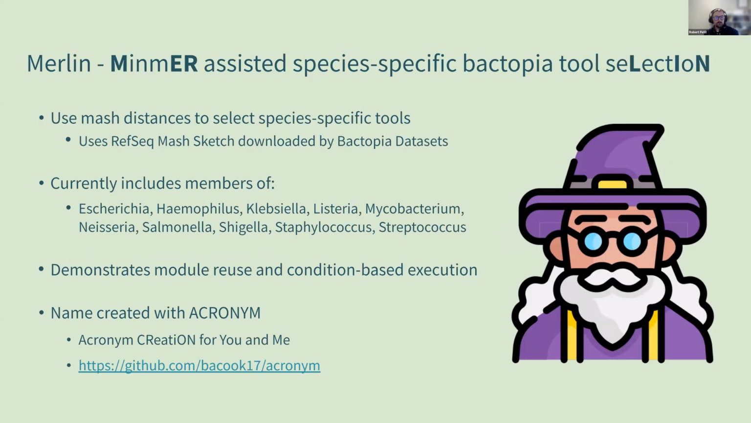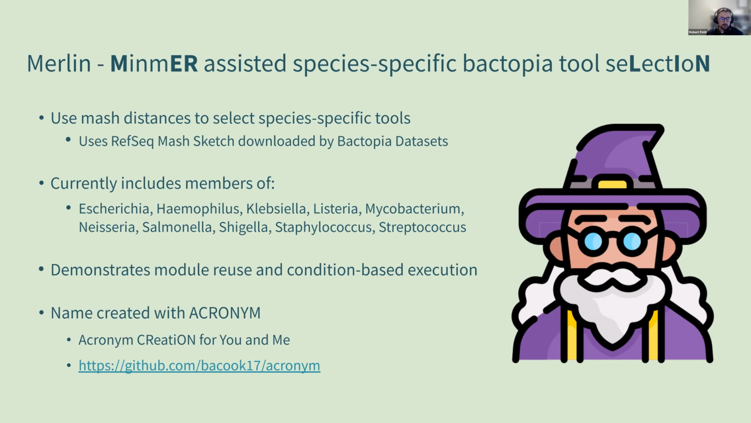And that created Merlin, which stands for the MinMash Assisted Species-Specific Bactopia Tool Selection. If you look at the very bottom of the slide, you'll see where I got that from. But basically, it uses MASH sketches to determine this sample is close enough to E. coli that I think you should run ECTyper. Or this sample is close enough to Staph aureus, I think you should run AgrVATE. It uses the RefSeq MASH sketch that's downloaded by the Bactopia dataset command, so I'm reusing data that you presumably would have already downloaded.